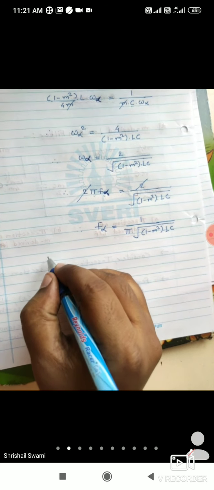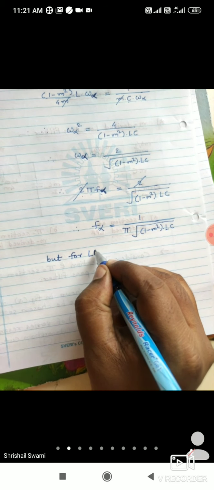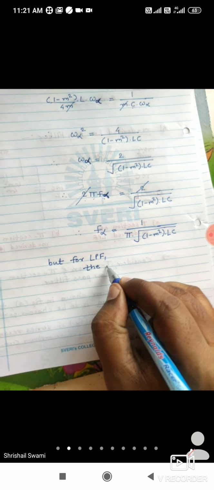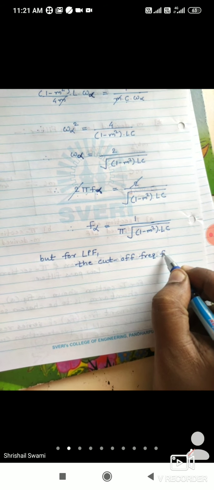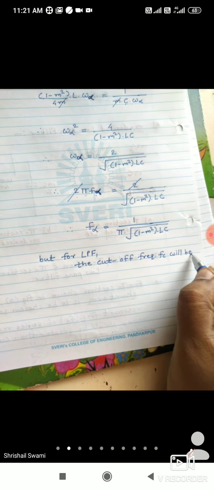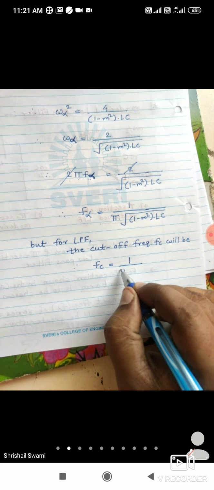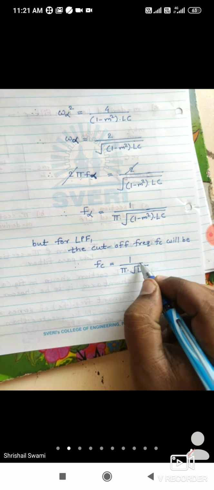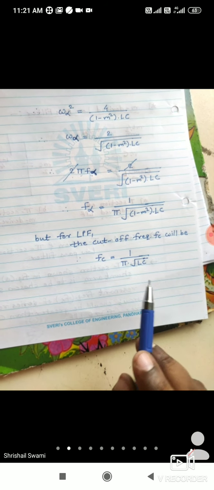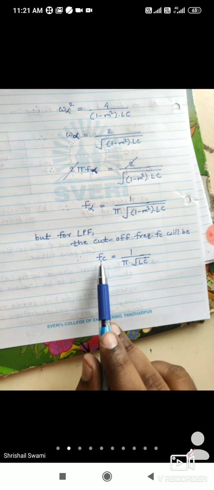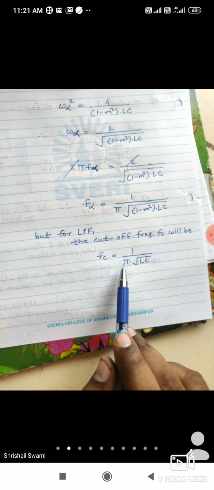So I will give here, but for a general low pass filter, the cutoff frequency FC will be FC is equal to 1 upon pi into under root LC. In constant K type, we have taken only the expression of L and C. We have not studied about the FC. What will be the expression of FC? So this will be the formula. FC is equal to 1 upon pi into under root LC.